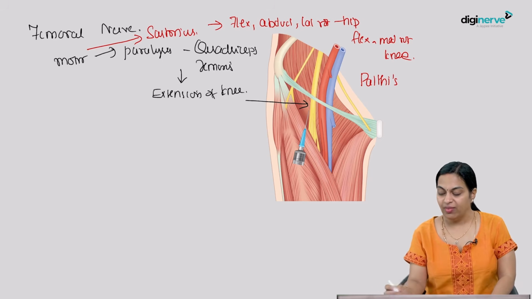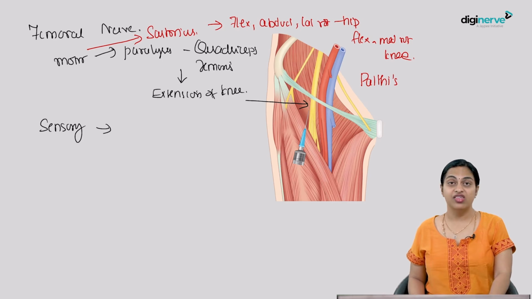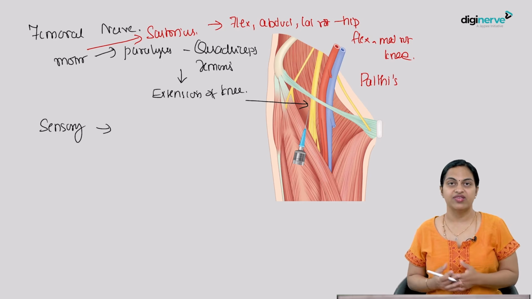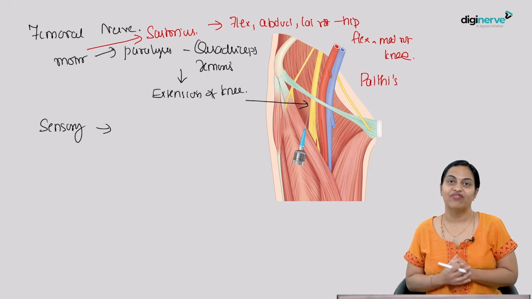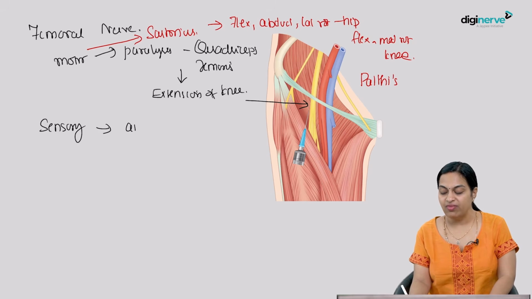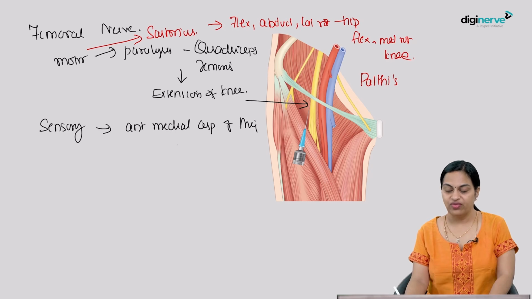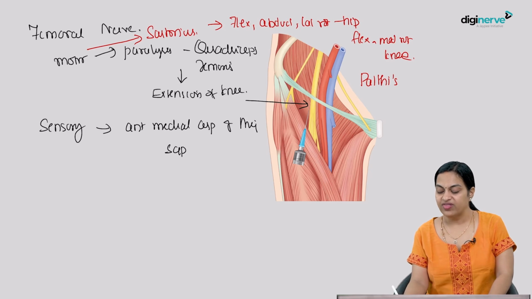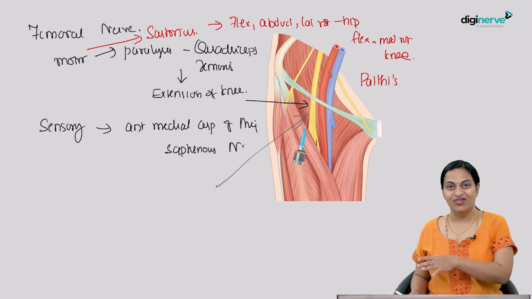Coming to the sensory component of the femoral nerve, the cutaneous branches from the femoral nerve are the medial cutaneous nerve of thigh, the intermediate cutaneous nerve of thigh, and the saphenous nerve. So sensation may be absent over the anteromedial aspect of the thigh, the medial aspect of the knee, and along the saphenous nerve distribution.